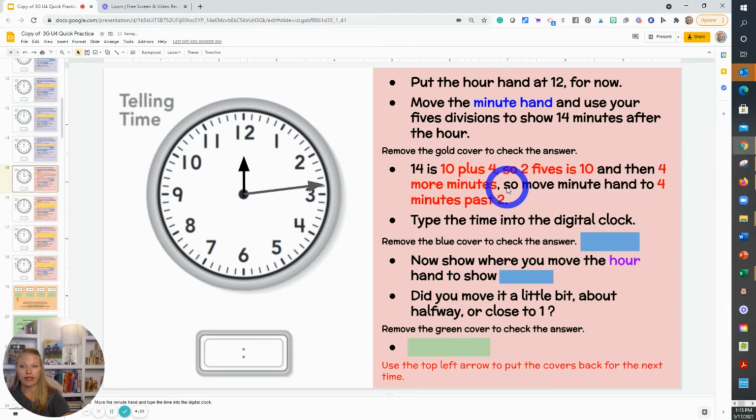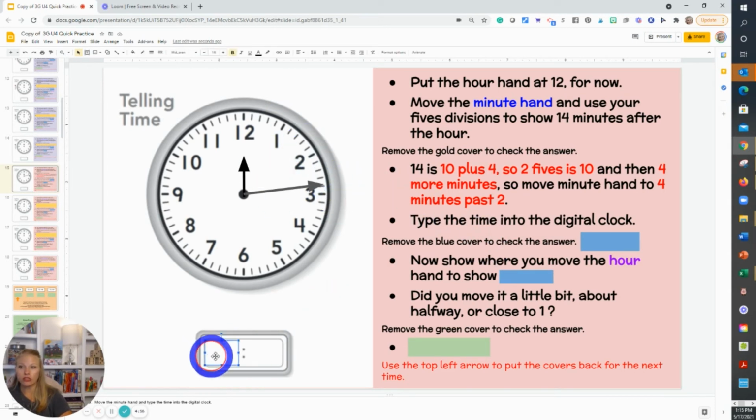So if I delete my yellow cover, they can say 14 is 10 plus 4, so 2 5s is 10, and then 4 more minutes. So move the minute hand to 4 minutes past the 2. However they do it, using their finger, whatever you want them to do, if I had 14 minutes, I do 14 divided by 5, 5, 10. I know I'm going to be at least at the 2, but now I have to count on 10, 11, 12, 13, 14. I should be 4 minutes past that 2. So that's how students will work through that.